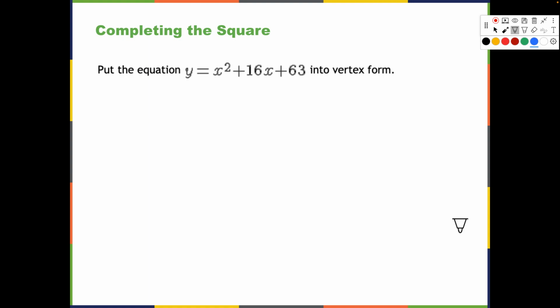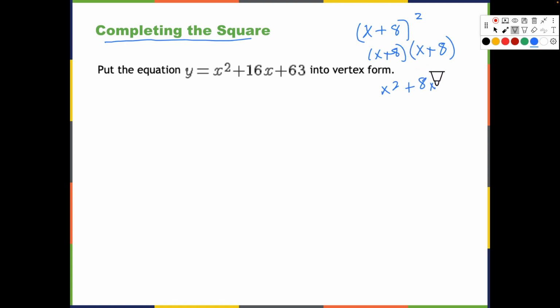Okay. So then we're asked to put this into vertex form. This is where we're going to use something called completing the square. And the reason we do this is if we have something, say, like x plus 8 squared, this is what we're trying to do. If you FOIL this out, let's see what we get. We get x squared, we get 8x, we get 8x.